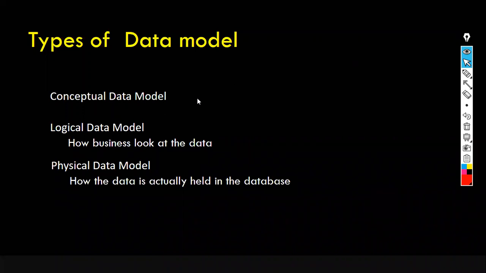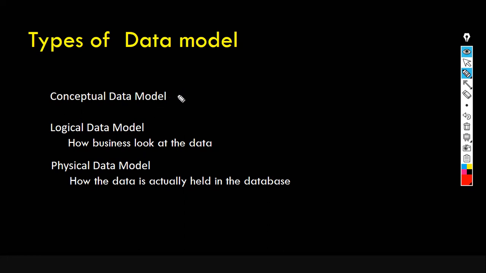These are the three types of data model: the conceptual data model, the logical data model, and the physical data model. What is a conceptual data model? It is at a high level. It gives you an abstract view of your entire database system.